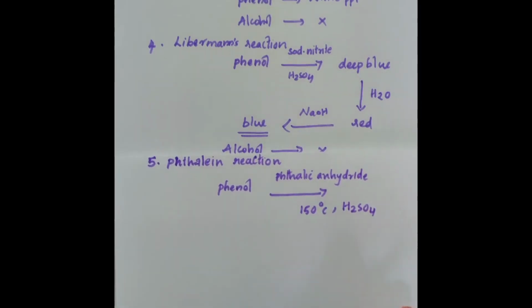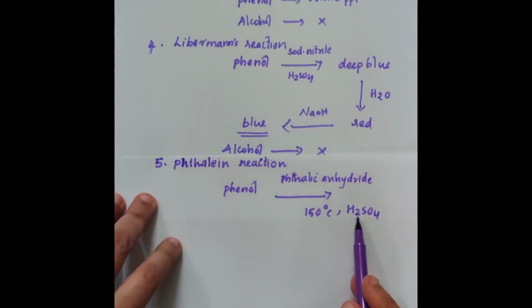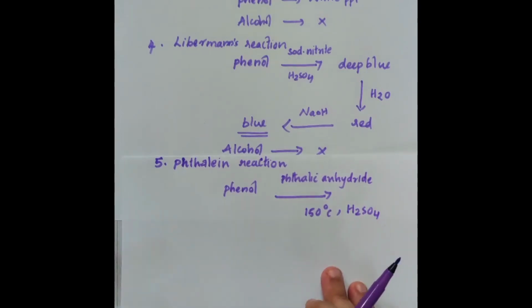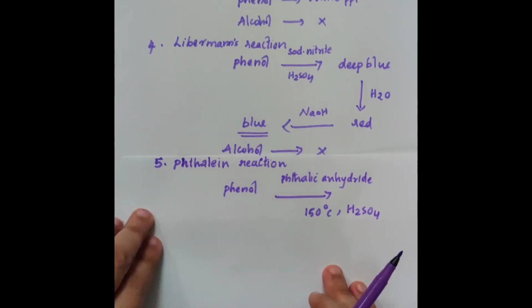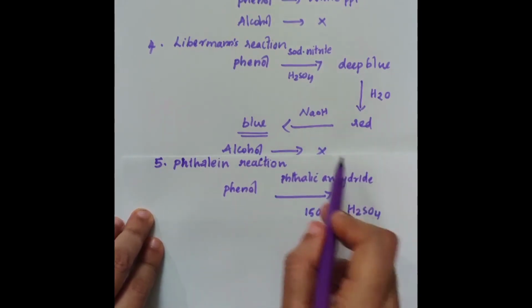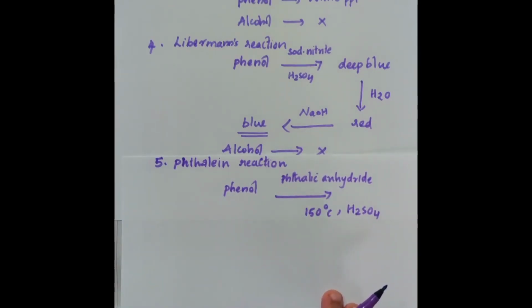First of all, phenol is mixed with phthalic anhydride and concentrated H2SO4 is added, and this mixture is poured into an excess of NaOH solution taken in a beaker. A fluorescence is developed.